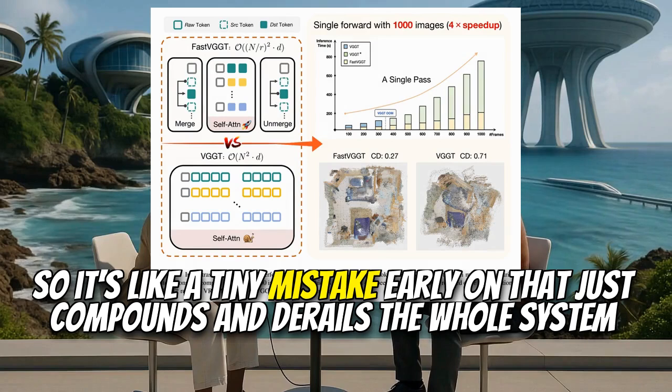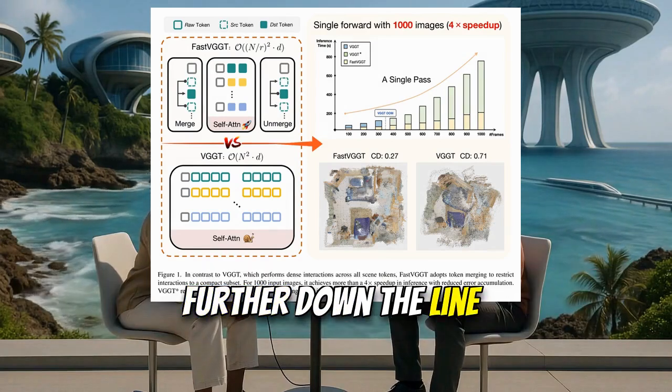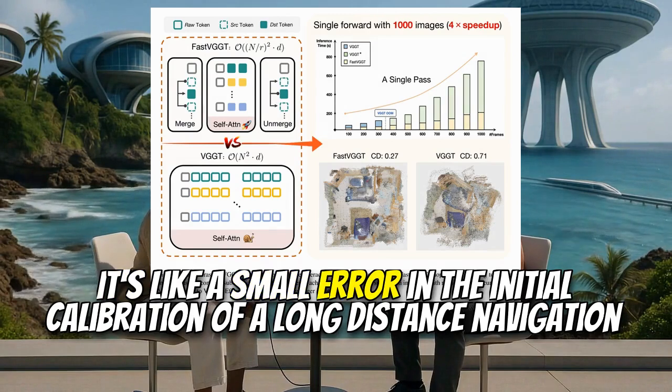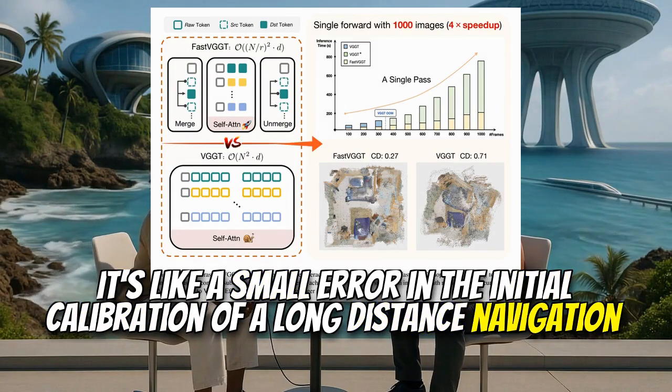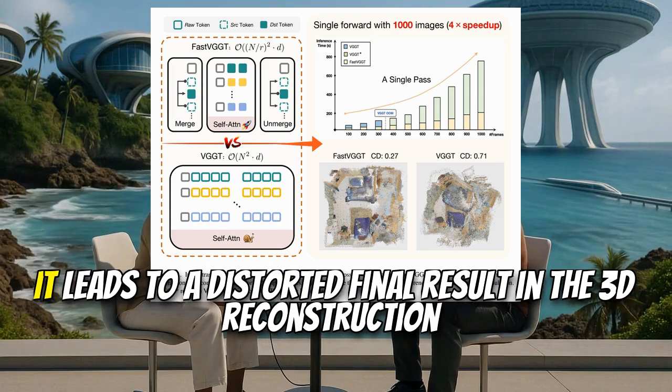So it's like a tiny mistake early on that just compounds and derails the whole system further down the line. Exactly. It's like a small error in the initial calibration of a long-distance navigation system. The longer you travel, the further off course you get. It leads to a distorted final result in the 3D reconstruction.